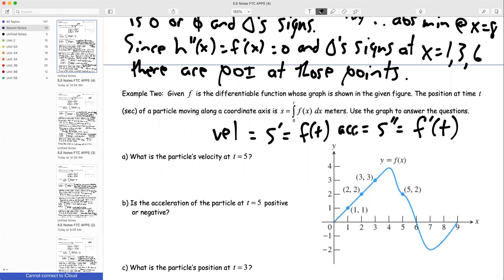So I think that they're either going to ask me something about the position, something about the velocity, or something about the acceleration. Part A, what's the particle's velocity at t is equal to 5?